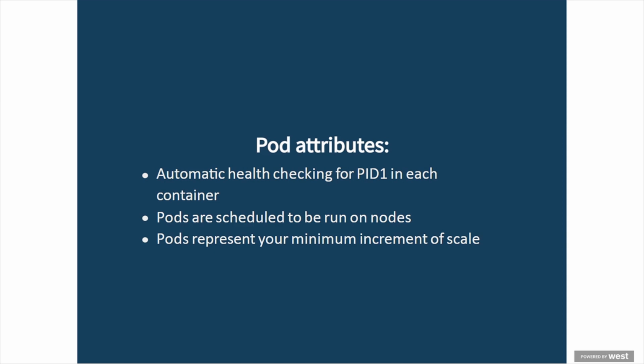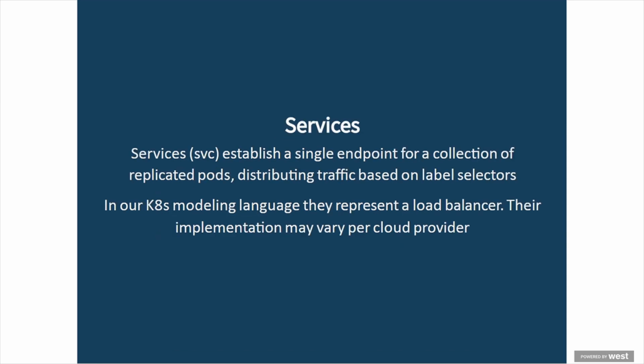Pods are scheduled to be run on nodes, and pods also represent your minimum increment of scale. If you have 2 web services that need to be scaled independently, they'll always need to be represented as 2 distinct and separate pods in the Kubernetes API, or 2 separate deployments, replica sets. We'll get into those topics next.